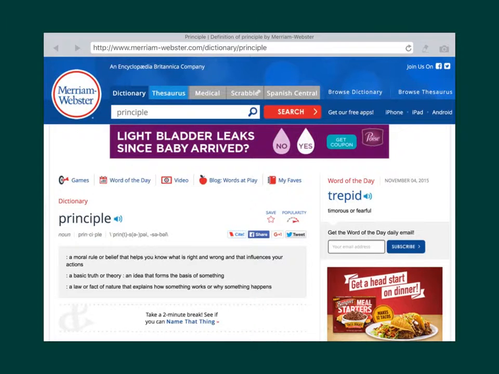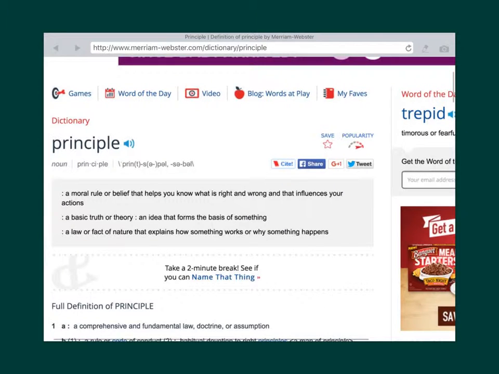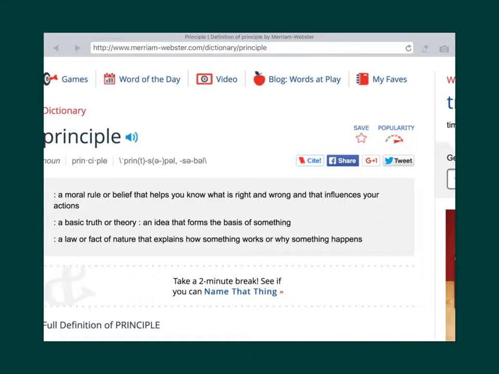So I'm going to read the definitions. A moral rule or belief that helps you know what is right and wrong and that influences your actions. A basic truth or theory, an idea that forms the basis of something. A law or fact of nature that explains how something works and why it happens. Okay? So I'm just gonna go for the synonyms of what can be a principle: a moral rule or belief, a basic truth or theory, a law or fact. So you understand those terms and have a better perspective of what we're trying to list from these documents: the rules, the beliefs, the truths, the theories, the laws or facts.